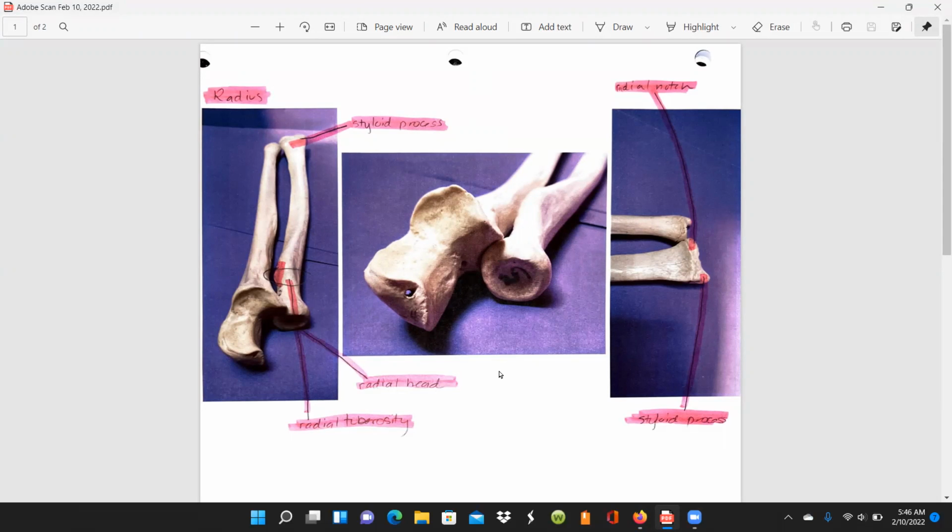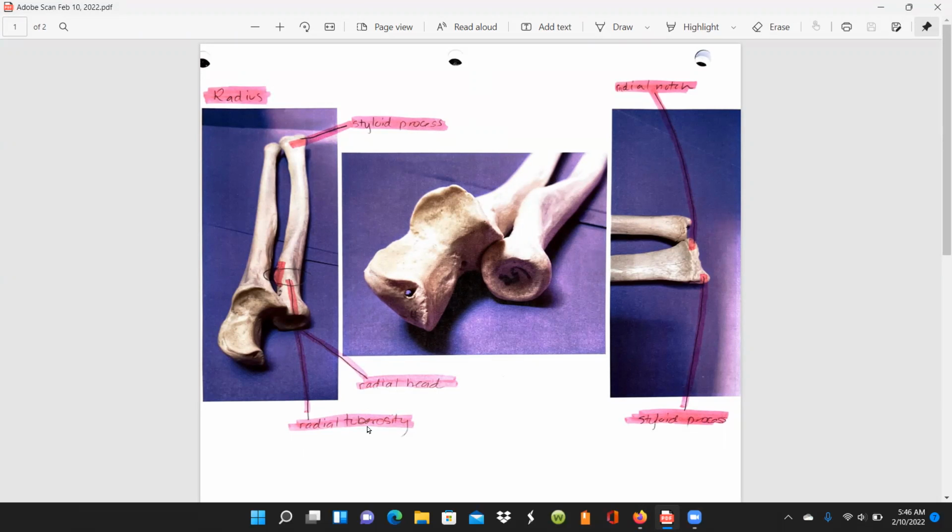Next, we have the radial tuberosity. And that's the large irregular shaped bump that's just distal to the radial head. So here we have our radial head, and here we have our bump. And that's your radial tuberosity.